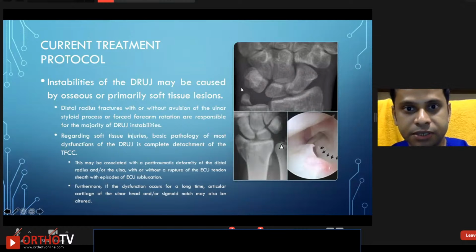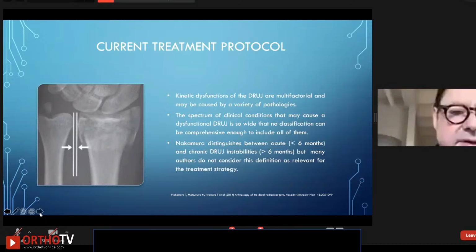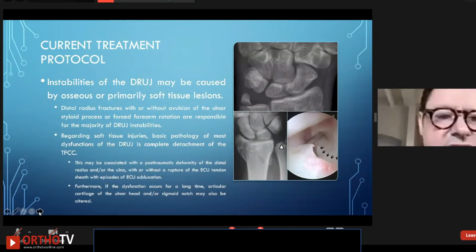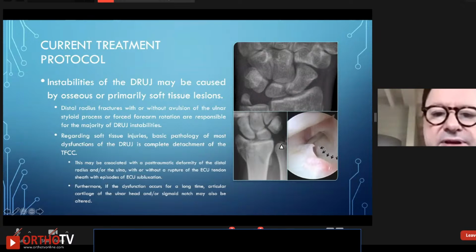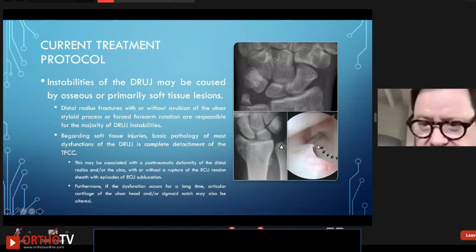Yeah, perfect. Okay, great. So as I told, instabilities of the joint may be caused by osseous or soft tissue lesions. Distal radius fractures with or without avulsion of the styloid are responsible for the majority of the joint instabilities. And regarding soft tissues, the basic pathology of most dysfunction of the joint is complete detachment of the TFCC, as told to you by my friend Didier.